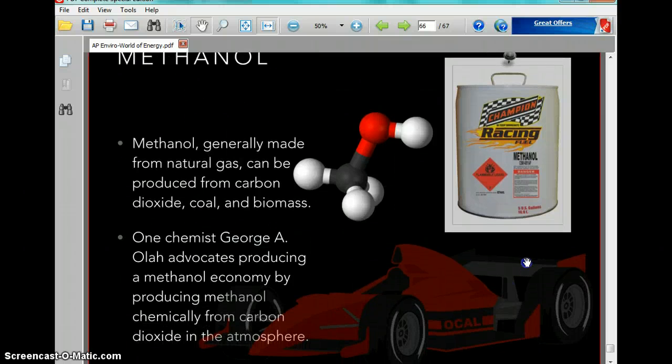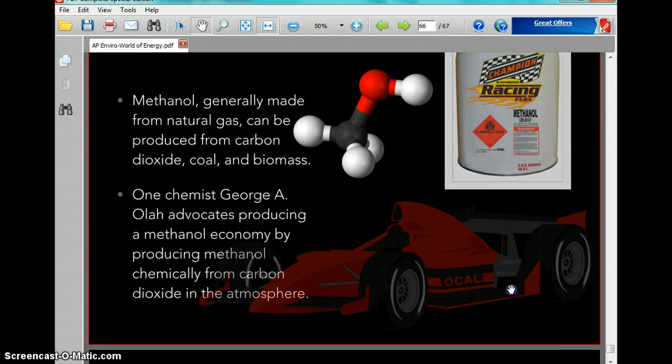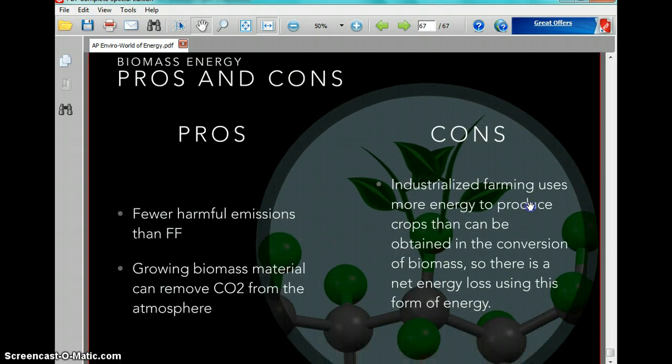Now, methanol isn't used as commonly as gasohol because you have to have a certain type of engine to burn it. Methanol is generally made from natural gas, but it can also be produced from carbon dioxide, coal, and biomass. So it's more of a combination, and it's used in race car engines.